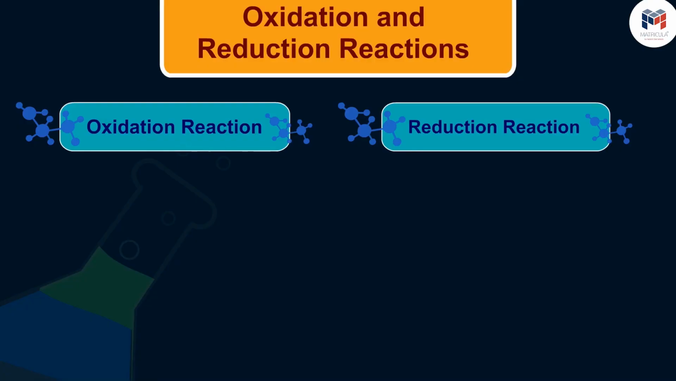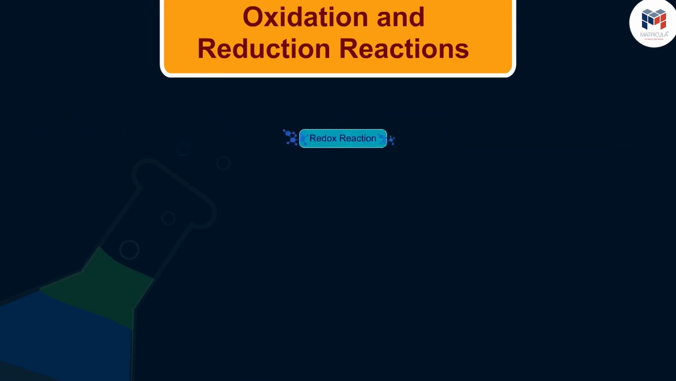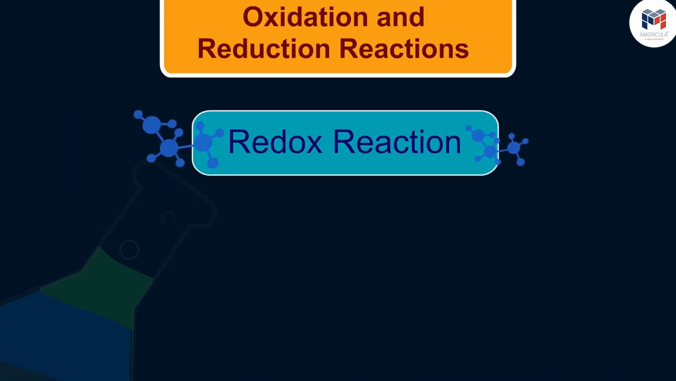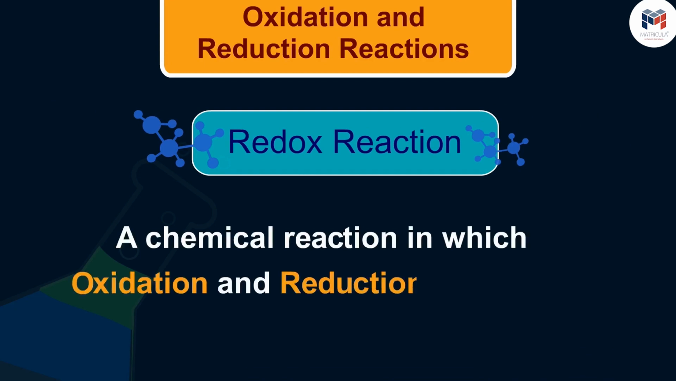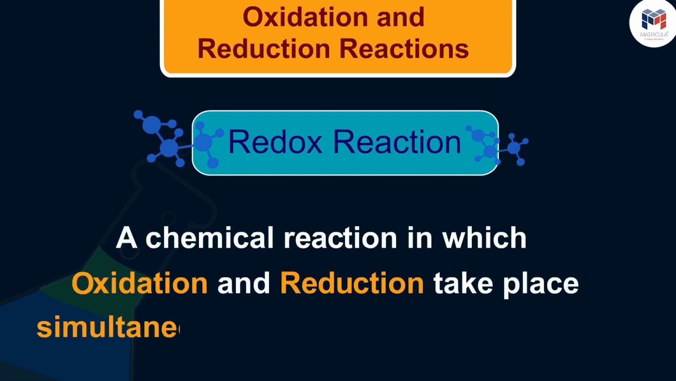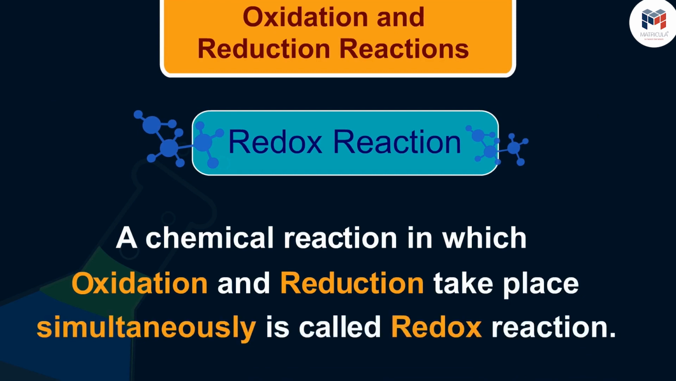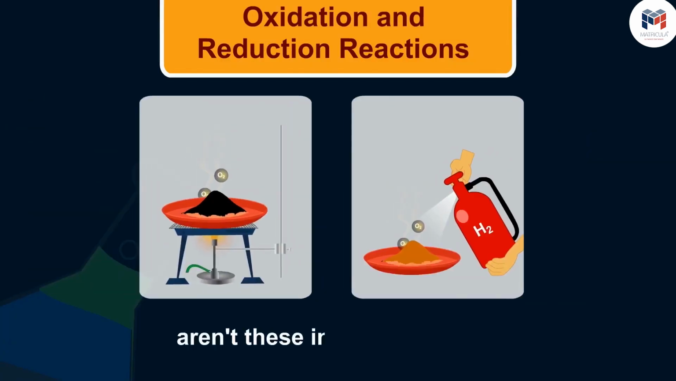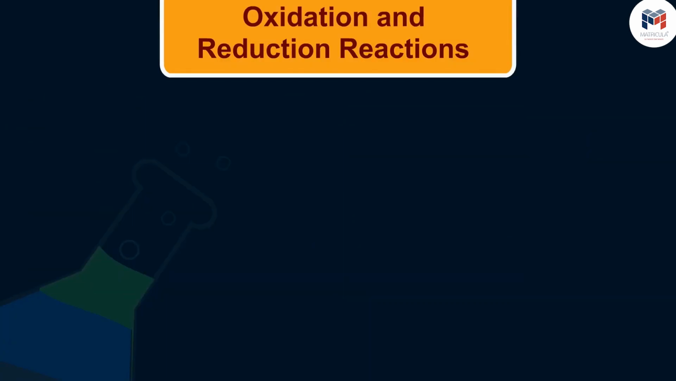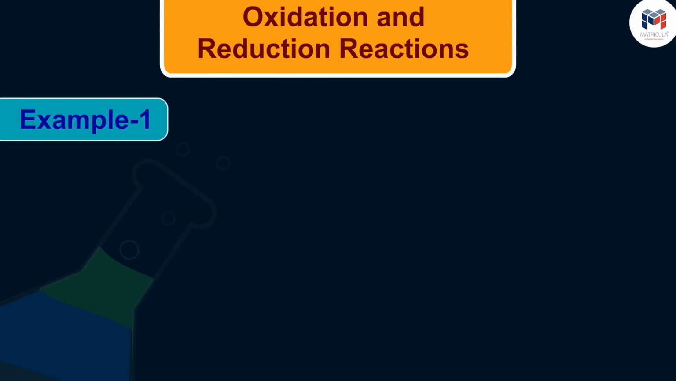So students, what is the meaning of oxidation reduction reaction or redox reaction? A chemical reaction in which oxidation and reduction take place simultaneously is called redox reaction. Friends, aren't these interesting reactions? Let us see some other examples as well.